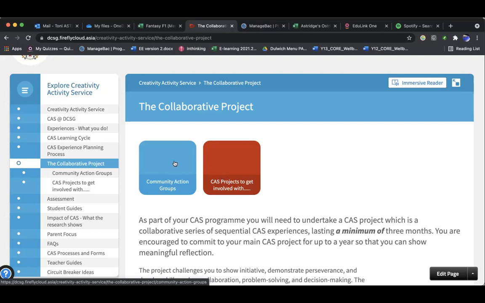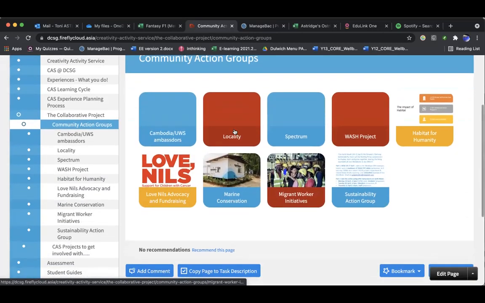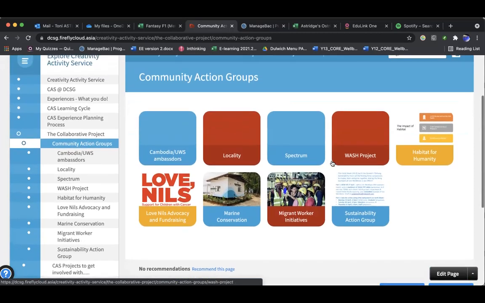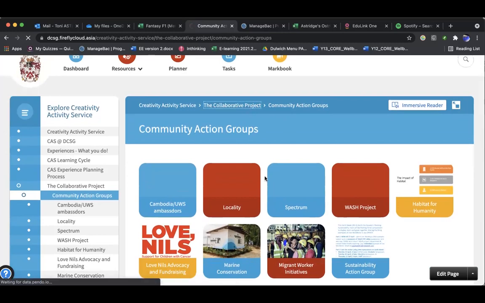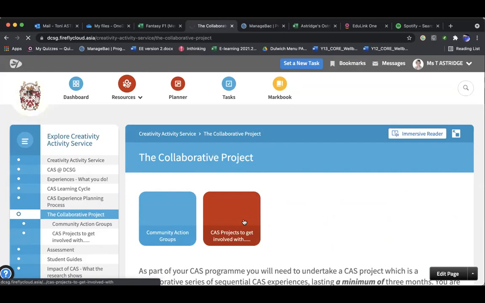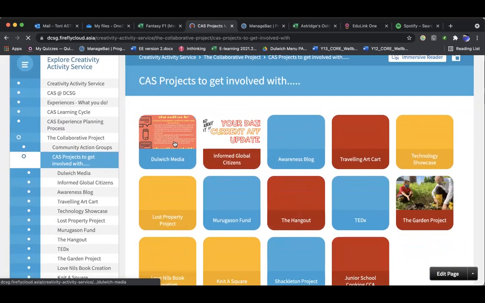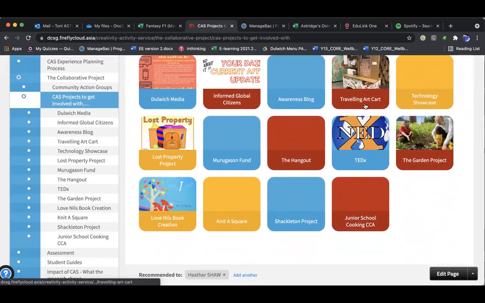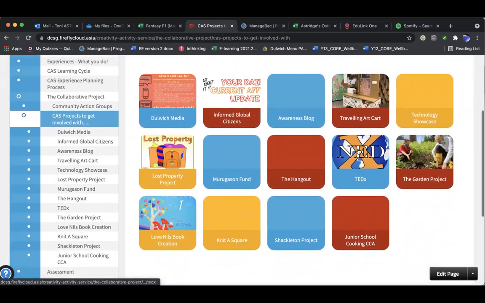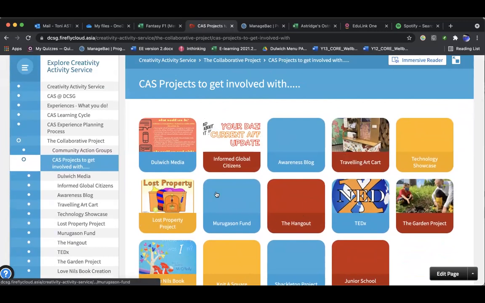So you can go and have a look at these. Obviously, in the community action groups, we have a few different things like the Cambodia one, working with Love Meals, some migrant worker initiatives, Spectrum is within here. And within the more small-scale school-based CAS projects, there are things like the Lost Property Projects, which I know some of you have spoken to me about, Dulwich Media, a few new ideas that teachers have, things that have happened before that need handing over. So you can go and have a look through these.